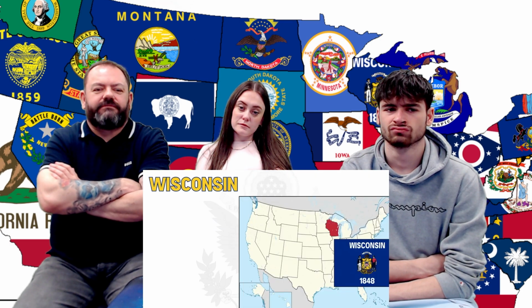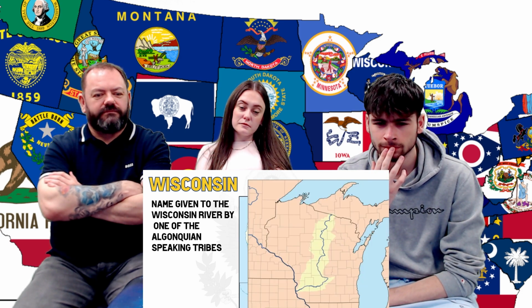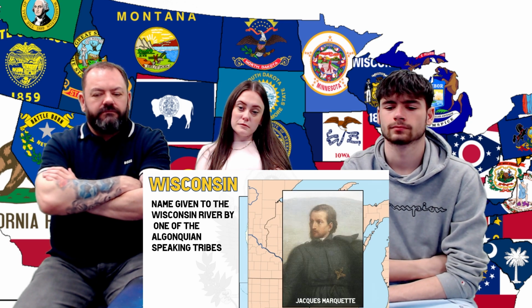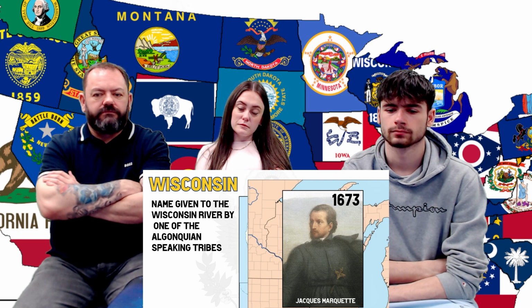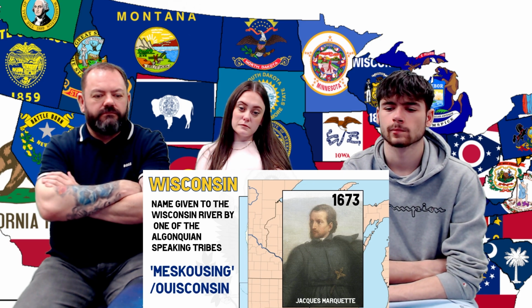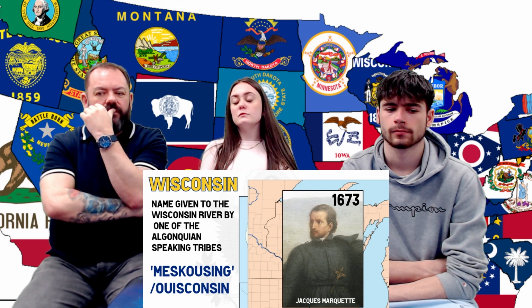Next, Wisconsin. The word Wisconsin originates from the name given to the Wisconsin River by one of the Algonquin-speaking tribes. French explorer Jacques Marquette was the first European to reach the Wisconsin River, arriving in 1673 and calling the river Meskousing. Subsequent French writers changed the spelling to Wisconsin, and over time this became the name for both the river and the surrounding lands, and then it was adapted into English.